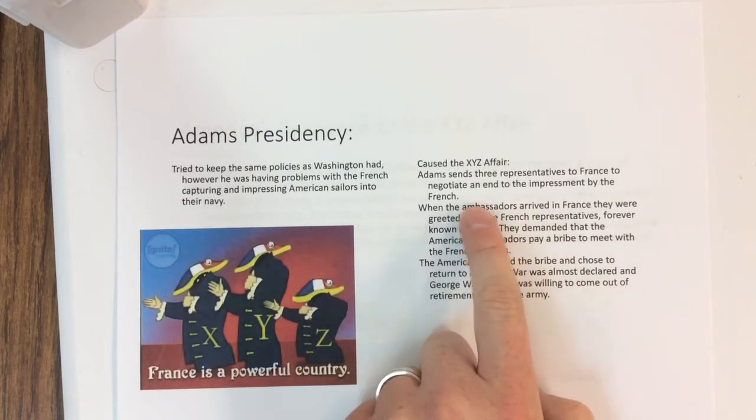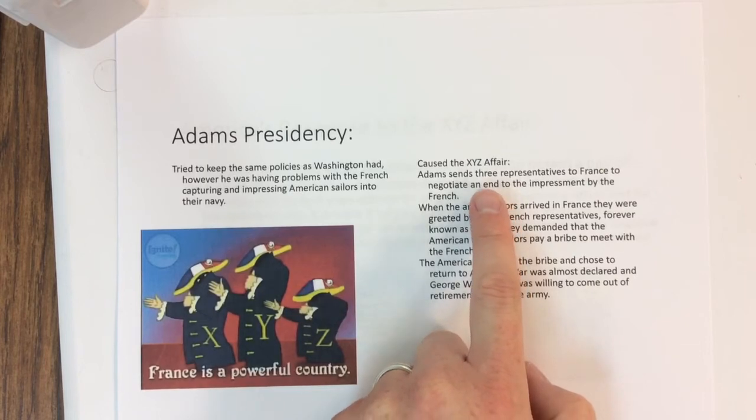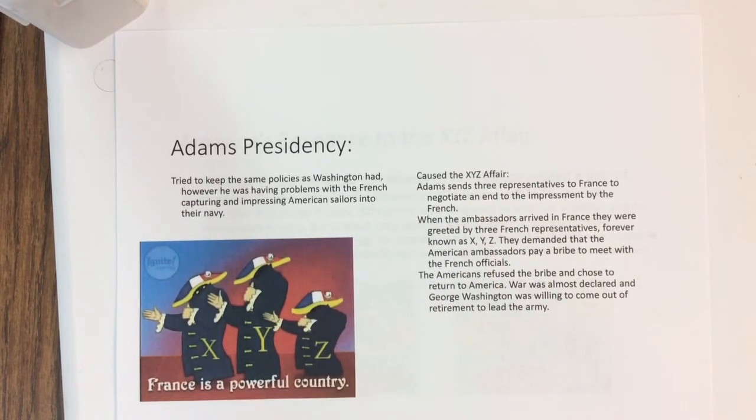This is going to cause the XYZ Affair, where Adams sent three American representatives to France to negotiate an end to the impressment by the French. When the ambassadors arrived in France, they were greeted by three French representatives, known still today as X, Y, and Z, who demanded Americans pay a bribe to meet with the French officials. Basically, they had to pay money to go meet with somebody else. It was common practice in Europe, so they didn't see it as a big deal, but America decided, no, we're not going to do that. They refused the bribe and chose to return to America. We almost declared war on France during this time. George Washington was even willing to come out of retirement to lead the army.